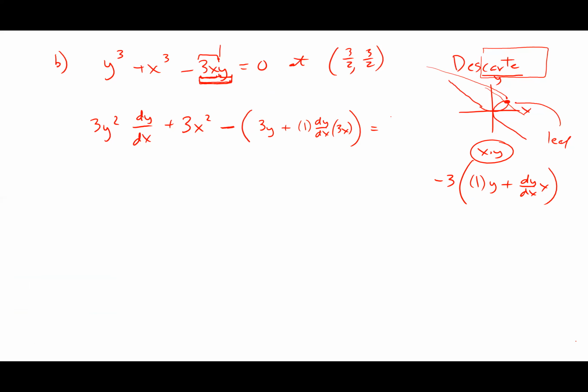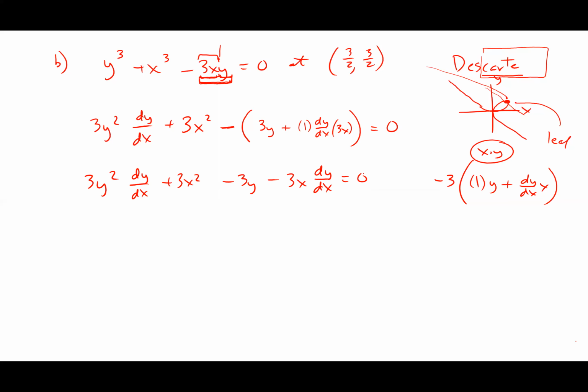All right, erase this. Okay, now we're going to go on to the derivative of 0, which is 0. Simplify this little piece here now. So this will be negative 3y. We'll multiply the negative into all this: 1 times dy/dx times 3x makes negative 3x dy/dx, is equal to 0.